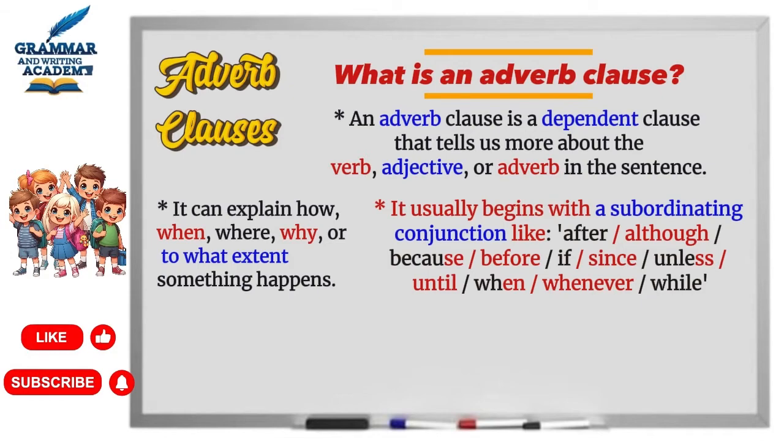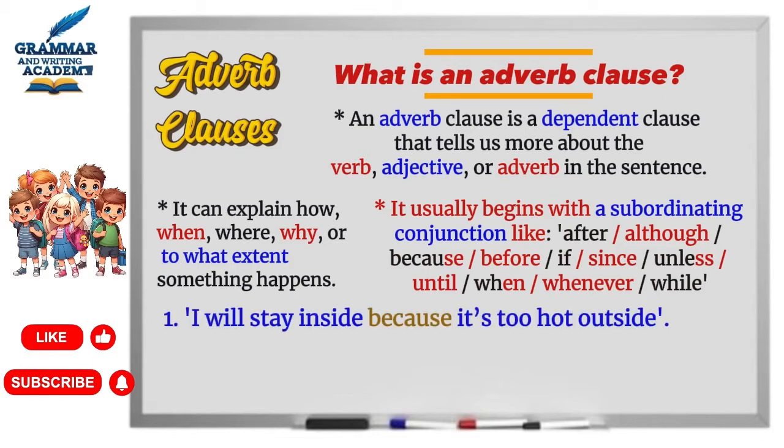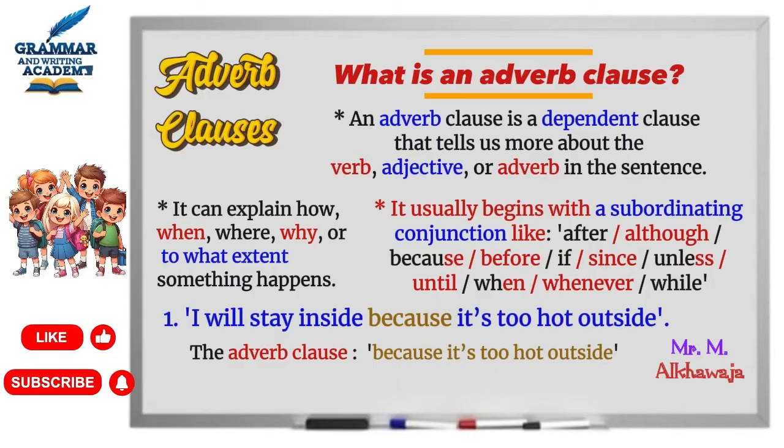For example, 1. I will stay inside because it's too hot outside. In this sentence, we have a subordinating conjunction which is because. The adverb clause, because it's too hot outside, explains why I will stay inside. So, whenever you see a clause that answers one of these questions, you've probably found an adverb clause.